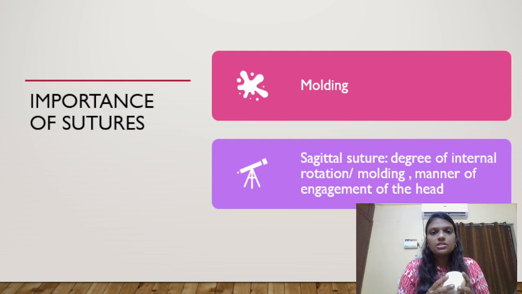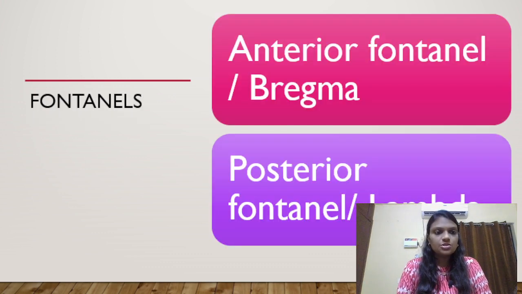First one is about the molding, and when the patient is in labor, we are going to do a per vaginal examination. We have to palpate the sagittal suture, which gives us an idea about the degree of internal rotation and the degree of molding and the manner of engagement of the head. This is the clinical significance of the suture.